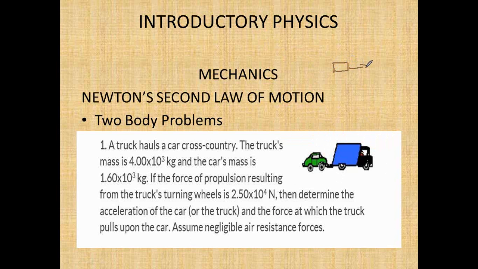We know that the applied force on the truck is 2.5 times 10 to the power 4. So the truck is pulling the car, and the car is going to pull back on the truck, and it's going to equal the tension in this cable. Okay? So the truck is pulling forward with the applied force, and then the tension in the cable, which the car is going to pull back on the truck.